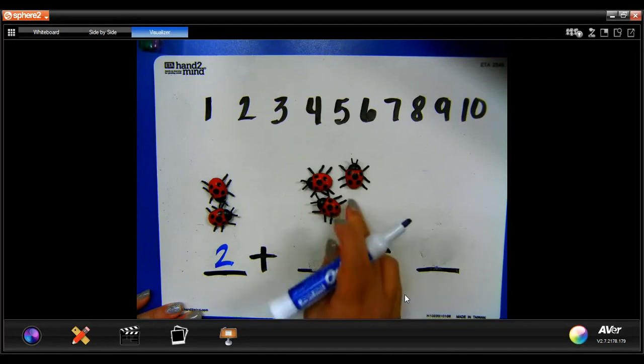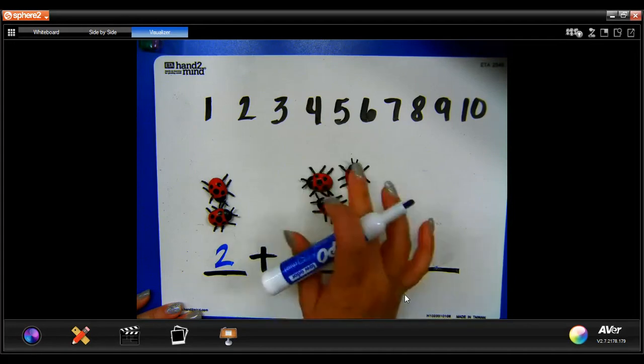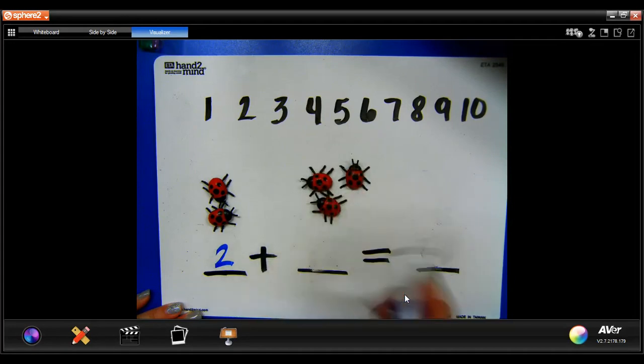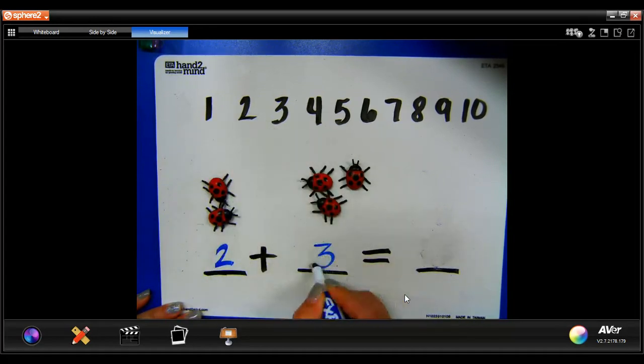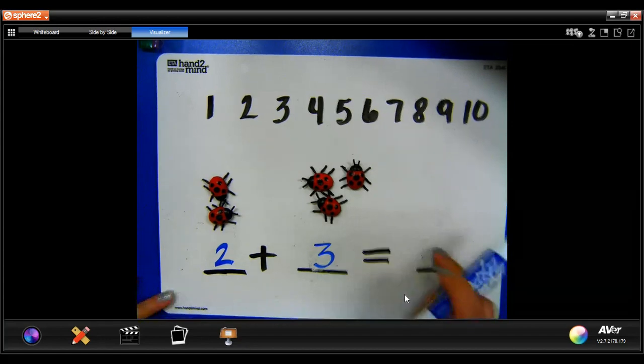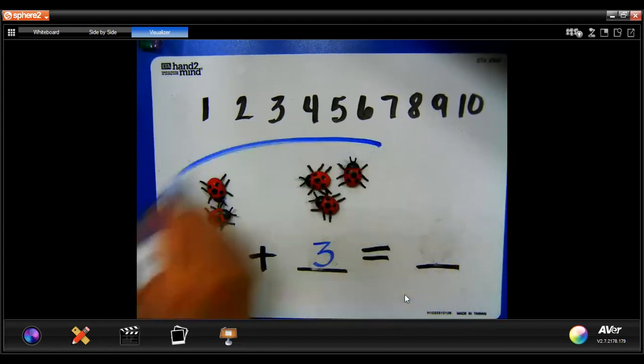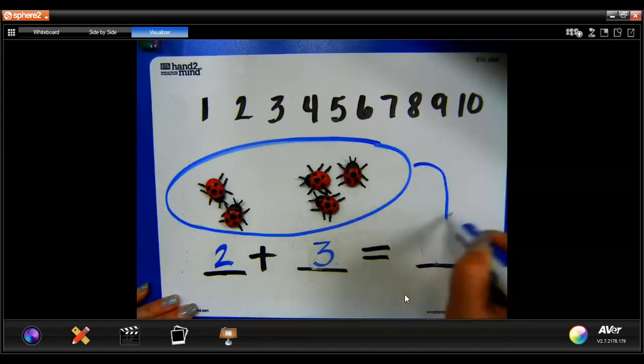And now how many do I have here? 1, 2, 3. That's number 3. 3 goes here. Okay, remember to get our answer, I have to count all of this together to put my answer there. Okay?